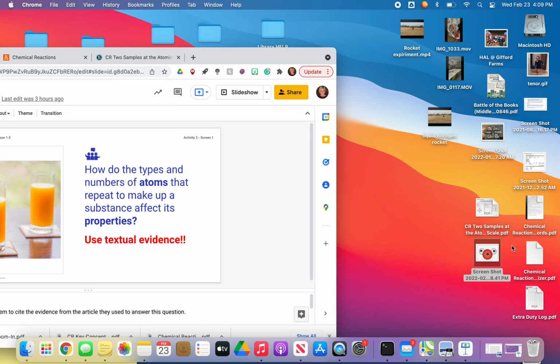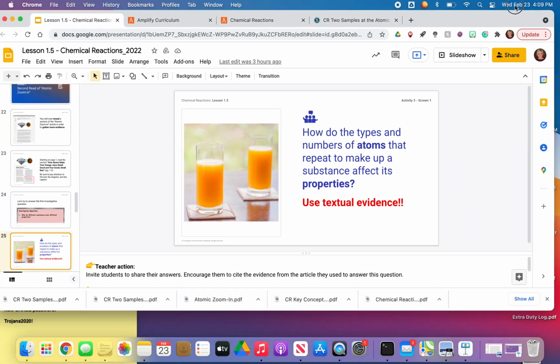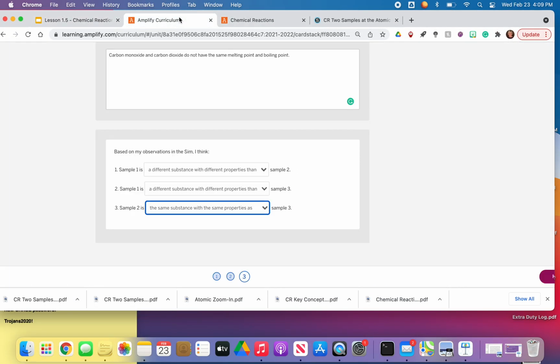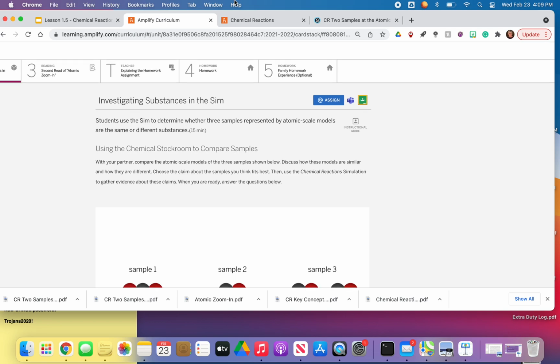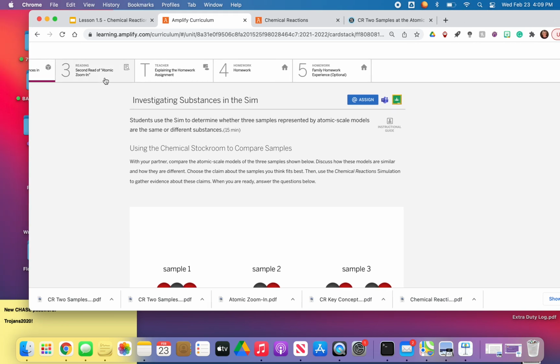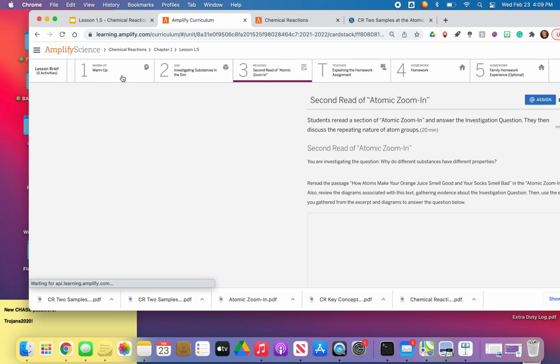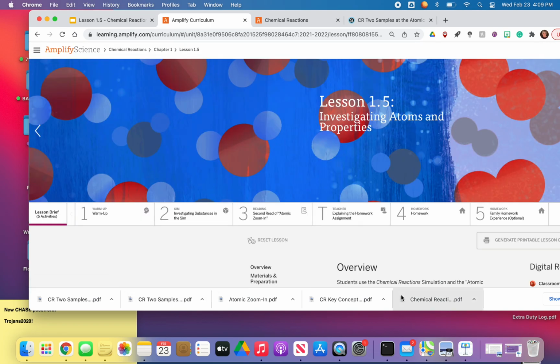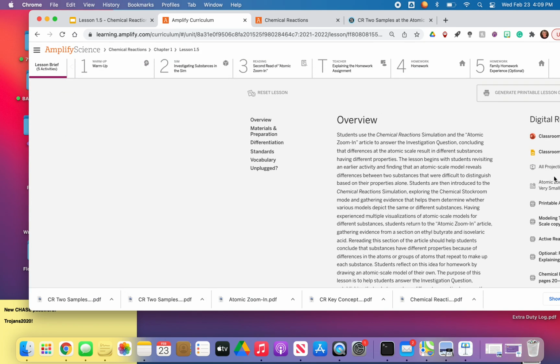I'm going to pull up, oh bummer, I might have gotten rid of this. Let me try something really quickly, I'm sorry. I'm going to pull up the article real quick so you guys can see what I'm showing everybody.